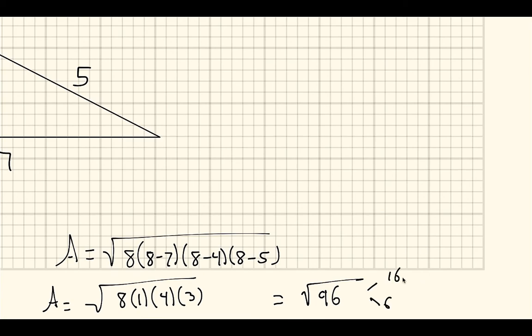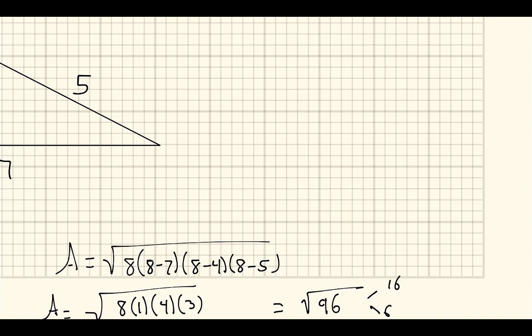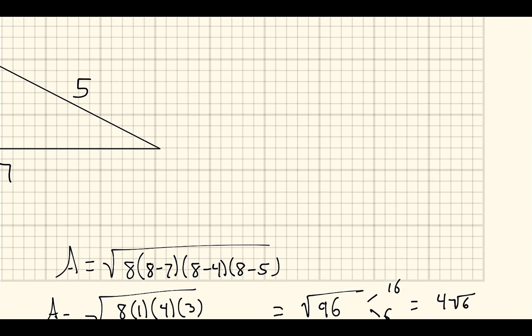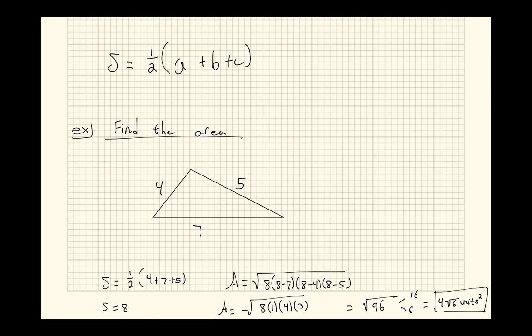And if you recall, the square root of 16 is 4. So this is going to reduce to 4 root 6 units squared. Okay, 4 root 6 units squared. That would be my answer. Okay, so kind of neat. Two extra formulas for finding the area of a triangle.